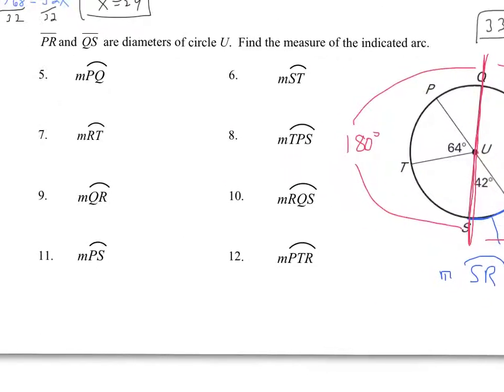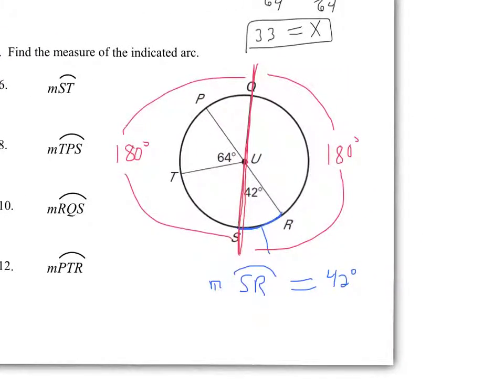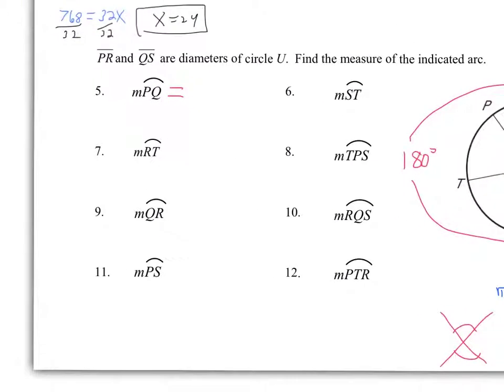All right, let's go through and tell what each one of these are. First up is PQ. PQ, so you can see, is right here. And since this angle is 42, this angle will also be 42, just because they are vertical angles. Remember what happens when you have an X shape formed. If you have two angles formed by an X, the vertical angles are congruent. So number 5 is 42 degrees.